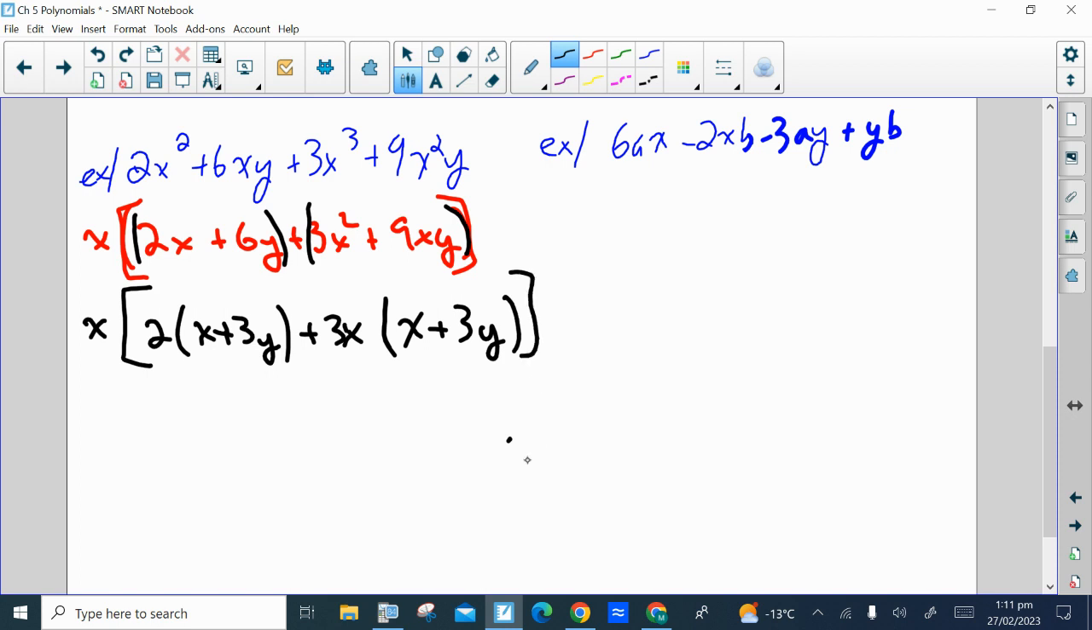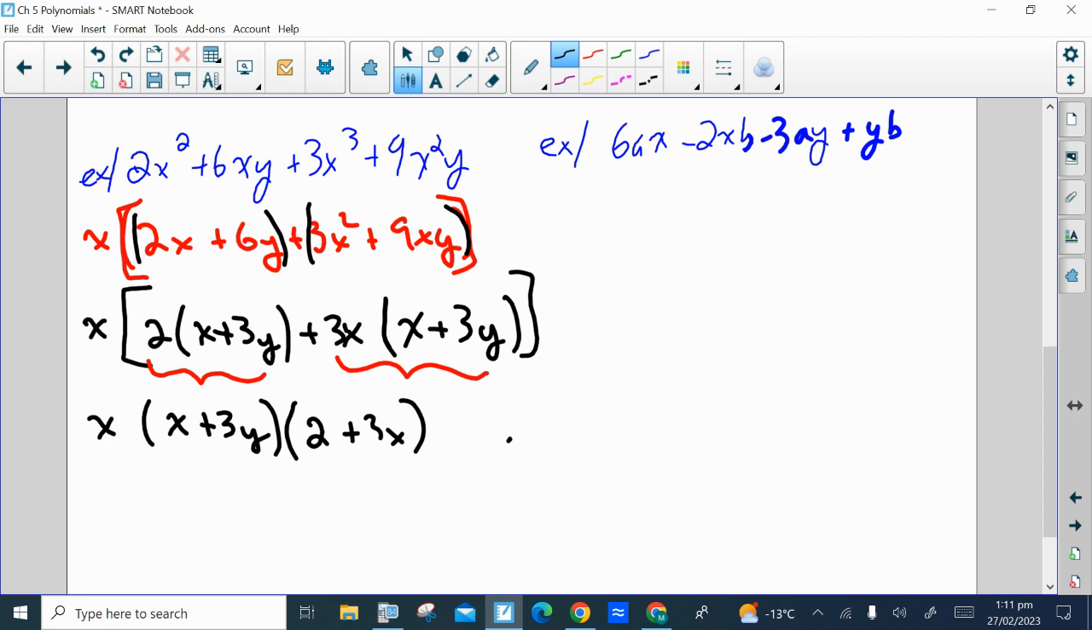And once again, I've got 2 terms here. There's the first term. There's the second term. Each term has an x plus 3y in it. So I've got this first factor of x at the start. Then I've got x plus 3y as a common factor for what's inside the big square brackets. If I divide both of those terms by the x plus 3y, they will cancel, and you're left with positive 2 and a positive 3x. There's the complete factors.